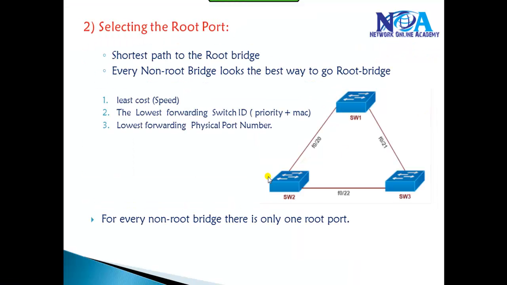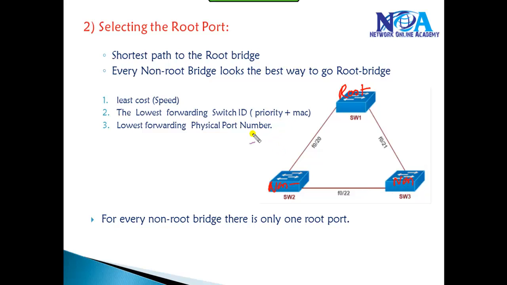So the next step is selecting the root port. This is really important to understand, because every non-root bridge looks for the best way to go to the root bridge. In my scenario, I assume this is the root bridge because it has the best bridge ID, and now all the remaining switches will be considered non-root bridges.